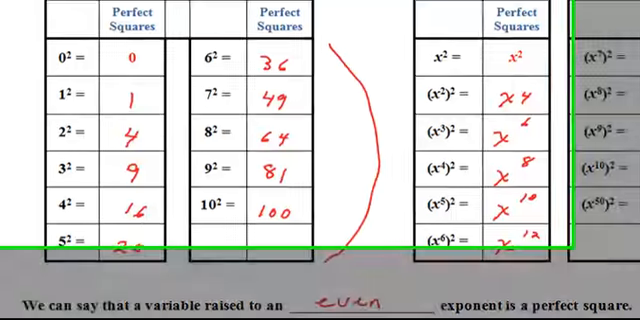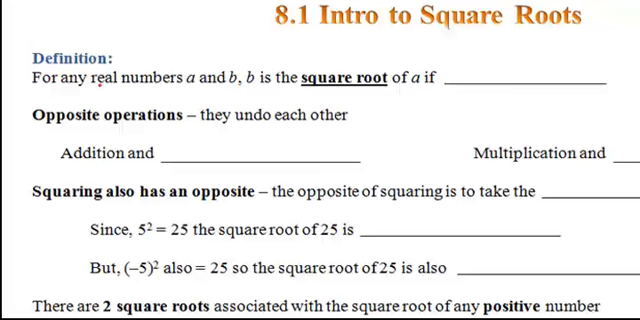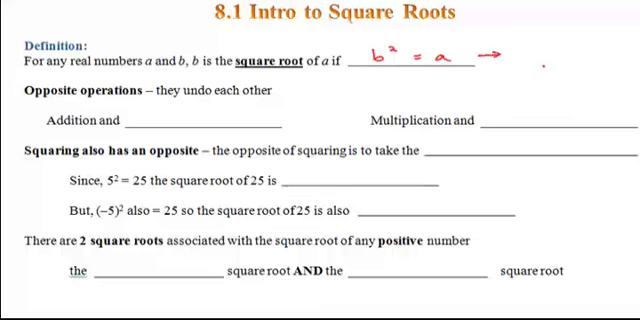Okay, definition. For any real numbers, a and b, b is the square root of a if b squared is equal to a. Let me give you a numerical example. We know that 7 squared equals 49. Well, first of all, since something squared equals 49, that's in this case a perfect square. 7 is the square root of 49 since 7 squared equals 49. So we could say the square root of 49 is 7.